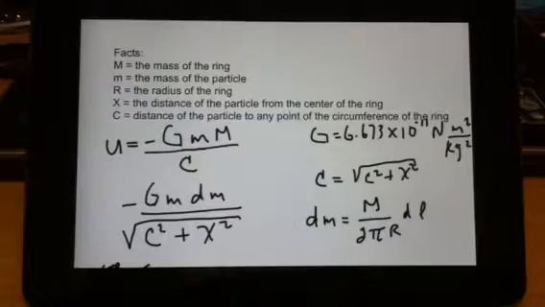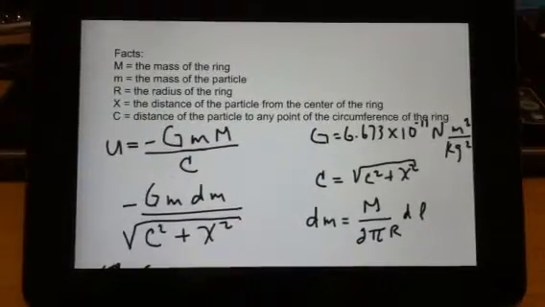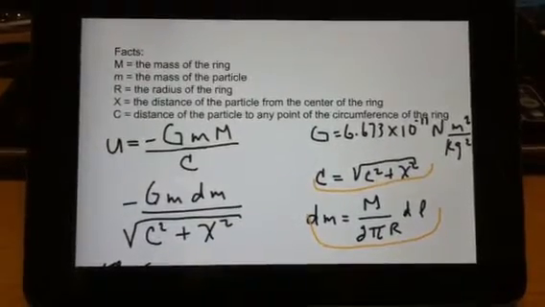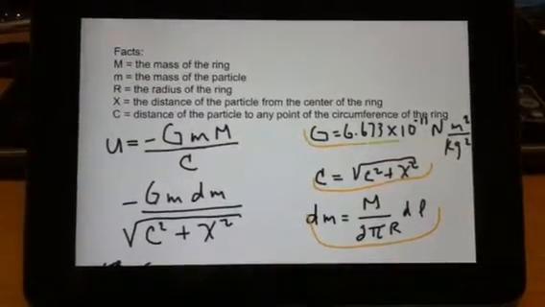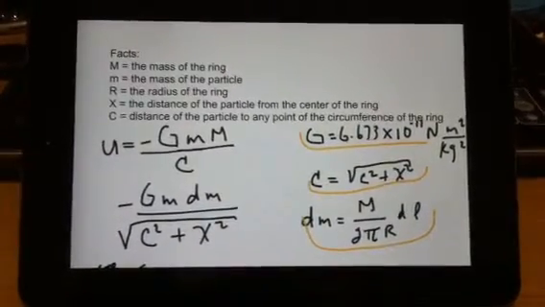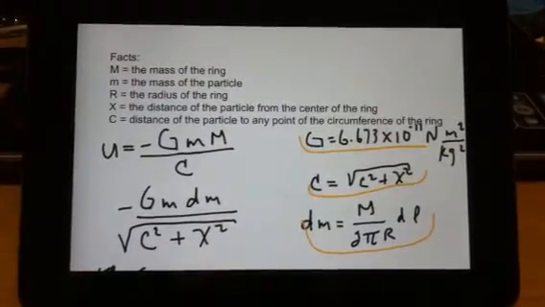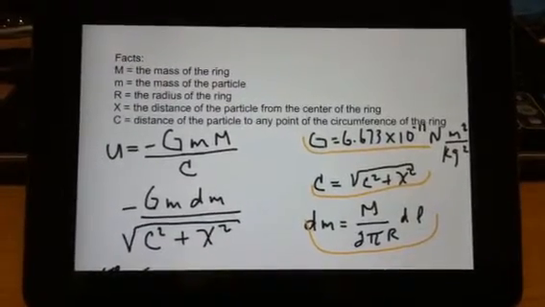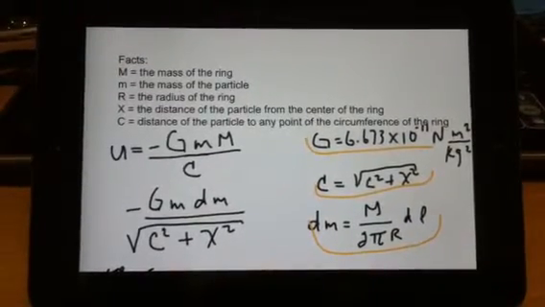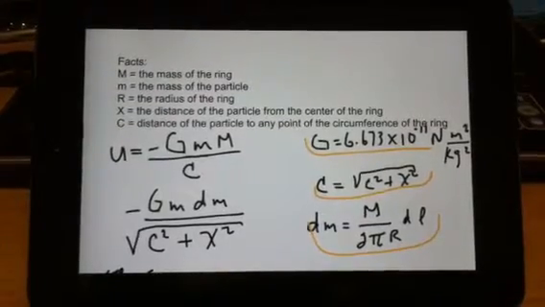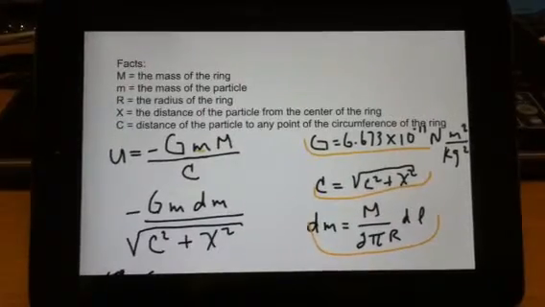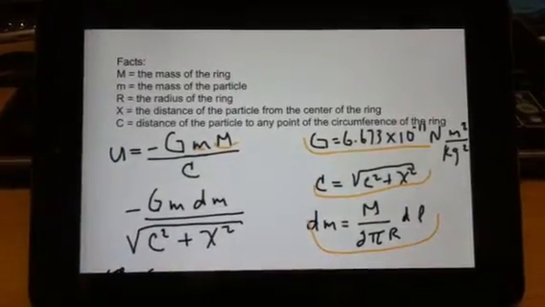At this point, we're done gathering information. We calculated c and we calculated dm. Now we're going to be using G. G is a constant, and this is the value, 6.673 times 10 to the negative 11 newton meters squared per kilogram squared. We're going to need that information to calculate the gravitational potential energy, which is this formula, which is negative G times the mass of the particle times the mass of the ring, divided by c.